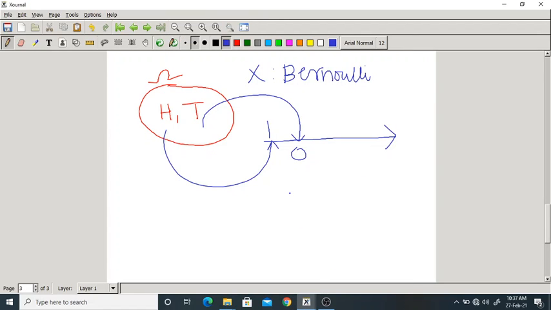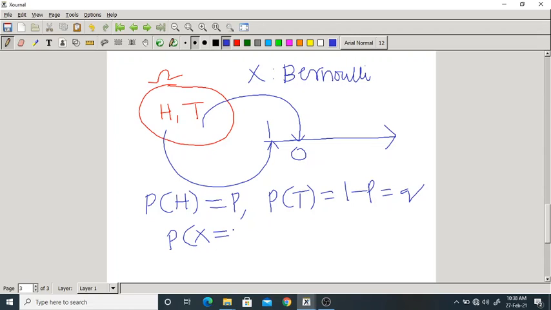So always we think that if it is a fair coin, the probability of getting head is the same as tail, which is 1 by 2. If it is not a fair coin, if it is a biased coin, the probability of head is P, and the probability of tail will be what? 1 minus P, that is also called Q. Now, what is the probability that X equals 1? X equals 1 means getting head. What is the probability? P. What is the probability that X equals 0? X equals 0 means getting a tail. Getting a tail means probability Q or 1 minus P.